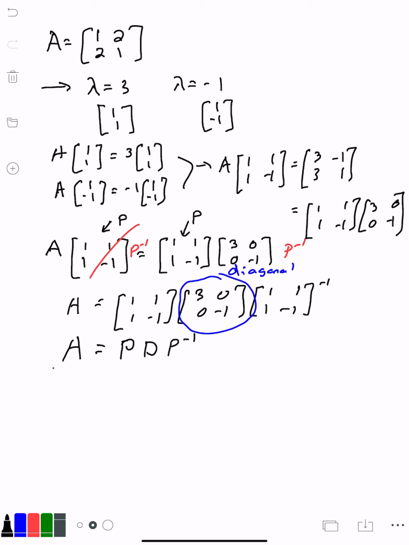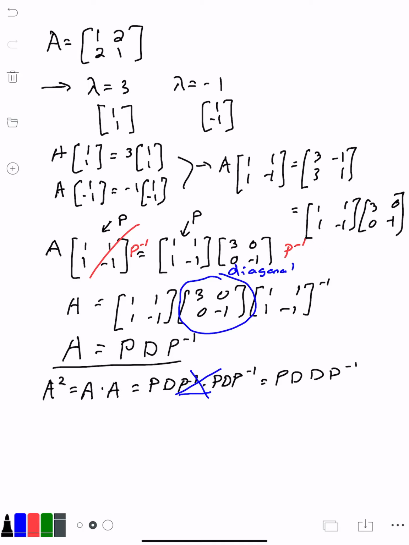Now, since I have it this way, what happens if I square it? Well, again, it's A times A. Each one of them is P D P inverse, P D P inverse. And if you look at this inner part here, P and P inverse cancel, and I would have P D D P inverse, or P D squared P inverse.